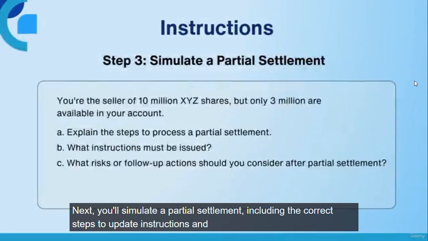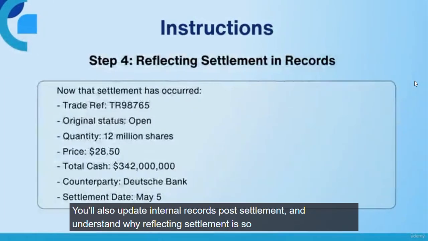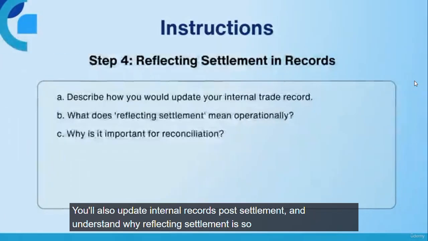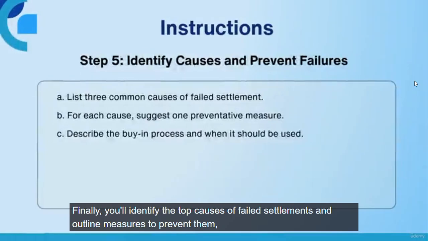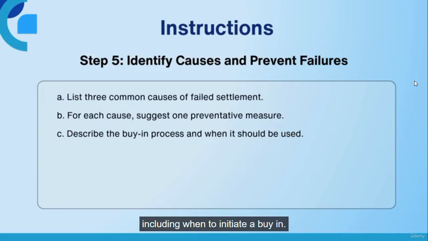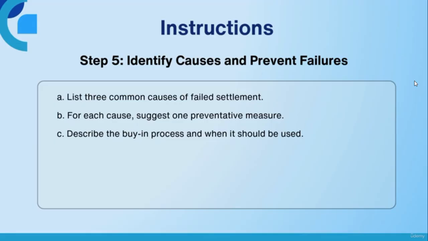Next, you'll simulate a partial settlement, including the correct steps to update instructions and manage ongoing exposure. You'll also update internal records post-settlement and understand why reflecting settlement is so critical for reconciliation. Finally, you'll identify the top causes of failed settlements and outline measures to prevent them, including when to initiate a buy-in. Let's get started and apply what you've learned in a hands-on way.